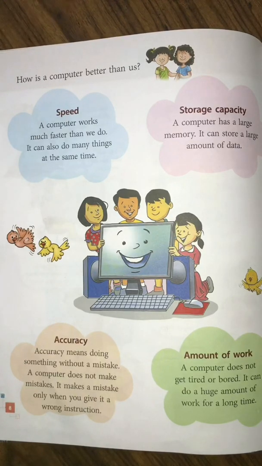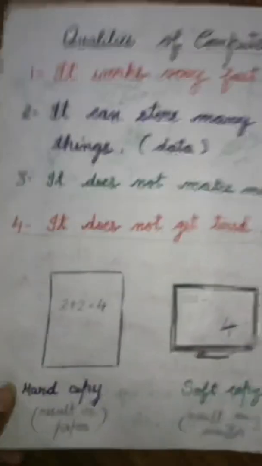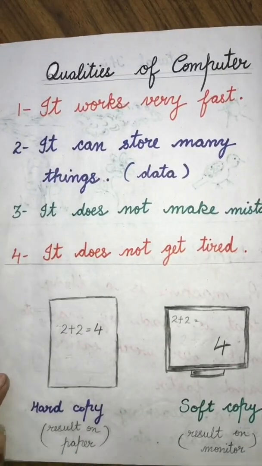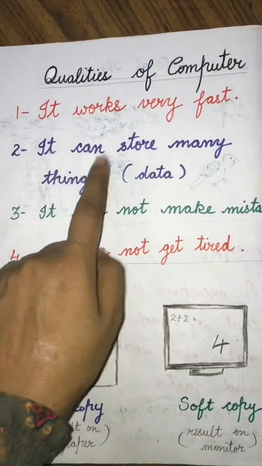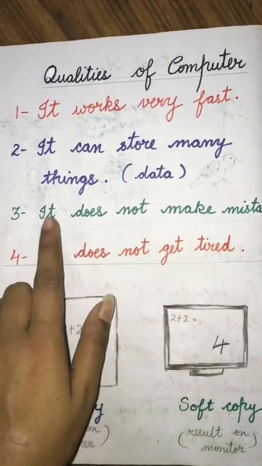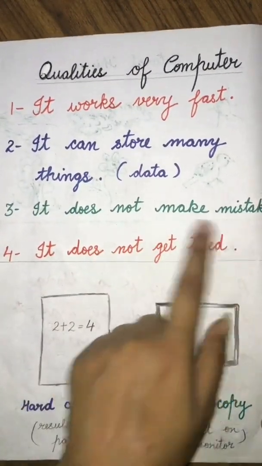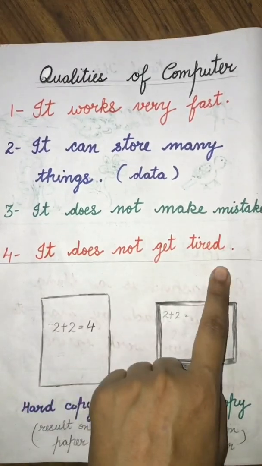Now, amount of work. A computer does not get tired or bored. It can do a huge amount of work. We can get tired, children, but computer never gets tired. Just see the qualities of a computer in simple words. It works very fast. It can store many things, that is data. It does not make mistakes. It does not get tired.